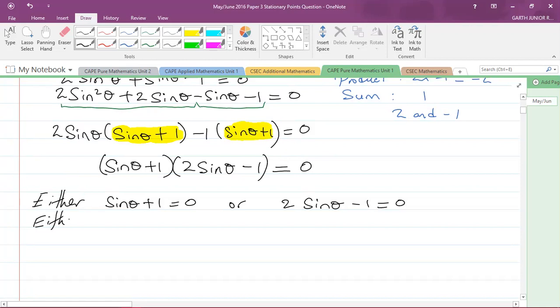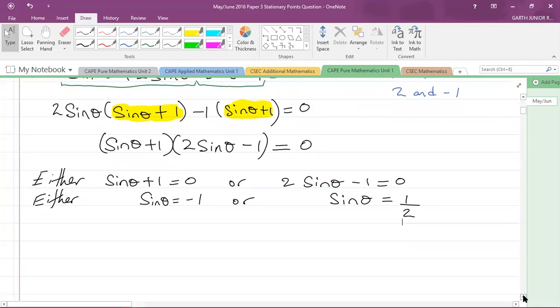So I'm now going to solve these equations here. All right, so I'm going to carry the positive 1 to the right-hand side. It will become a negative 1. So either sine theta equals negative 1, or if I make sine theta the subject of this equation, I will get sine theta to be equal to 1 divided by 2. All right, so either sine theta equals negative 1 or sine theta equals a half. All right, great. That is what I have.